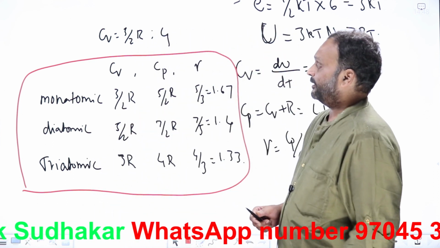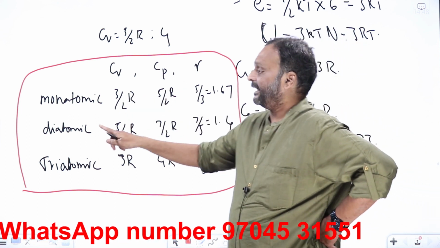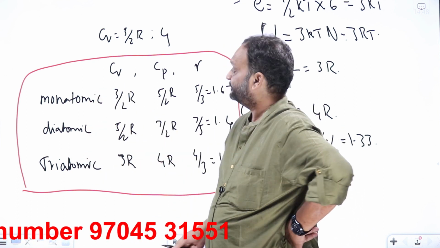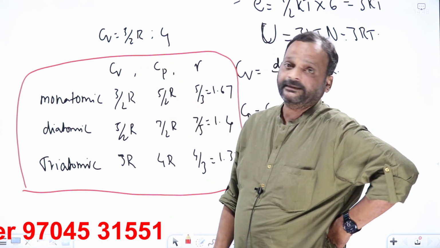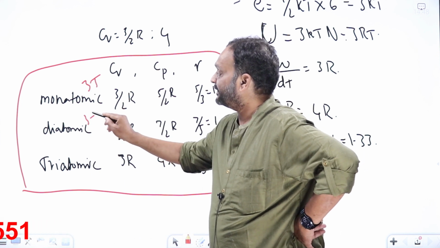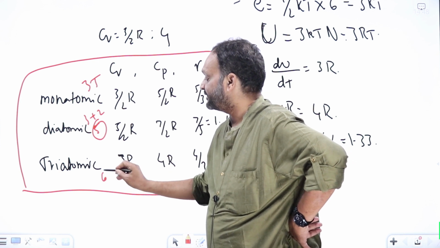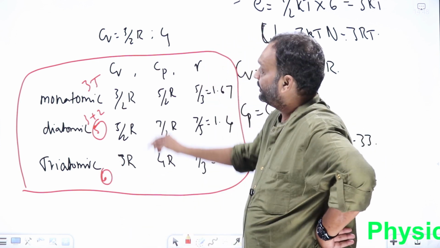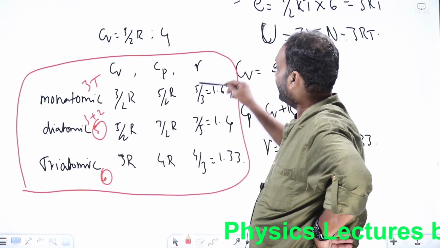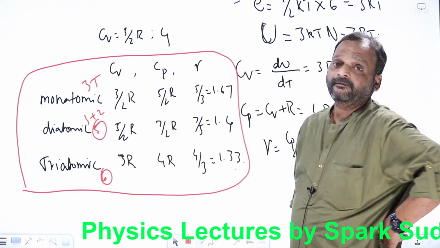Now one more thing you have to observe is, monoatomic means only 1 atom will be there in the molecule, diatomic means only 2 atoms, triatomic means 3 atoms will be there. As the number of atoms in the molecule keeps on increasing, the number of degrees of freedom also will keep on increasing. Here we have only 3 translational degrees of freedom. Here 3 plus 2, 5 degrees of freedom. Here we got 6 degrees of freedom. The number of degrees of freedom is increasing as the number of atoms in the molecule is increasing, and the gamma value keeps on decreasing. From 1.67 it became 1.4 and it becomes 1.33.